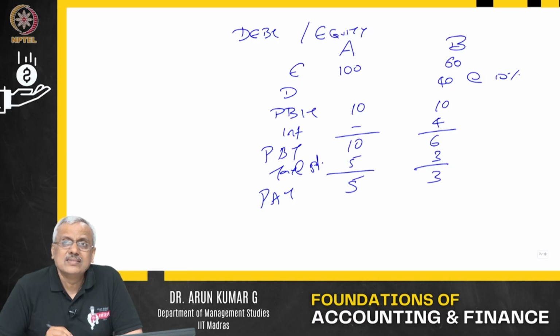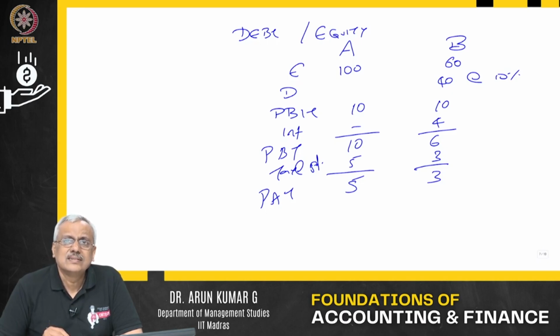What is the return for the equity holders? If you look at the return for the equity holders, $5 for 100, $3 for 60, the same 5%. Same 5% is the return for equity holders. Beautiful.